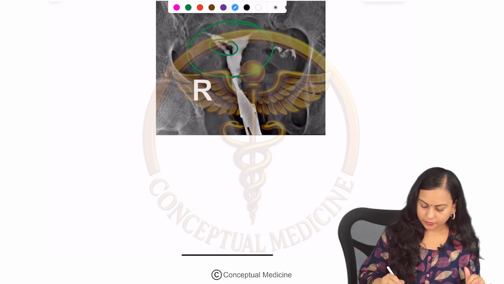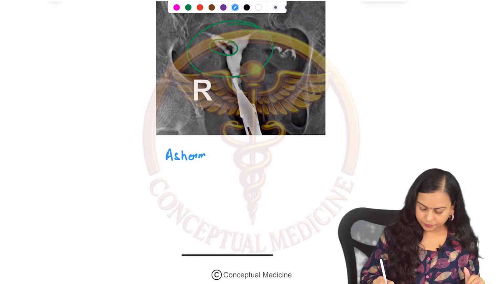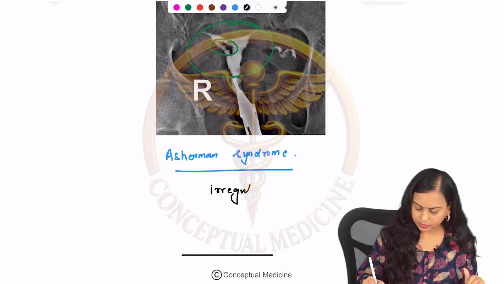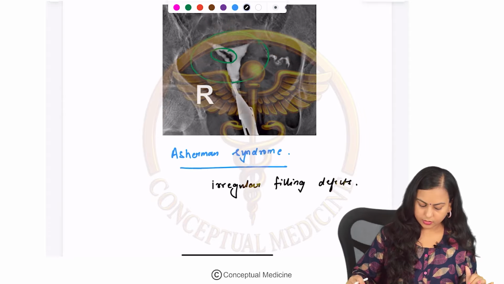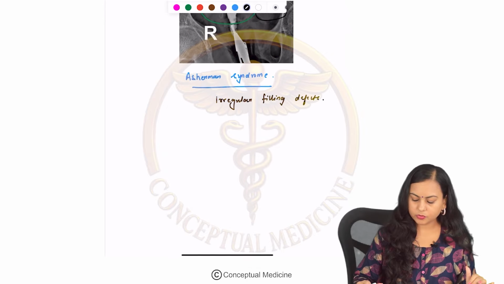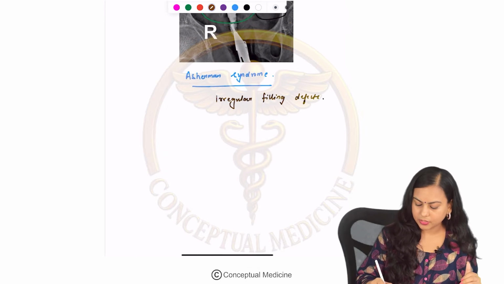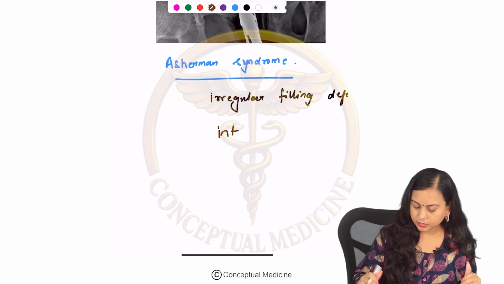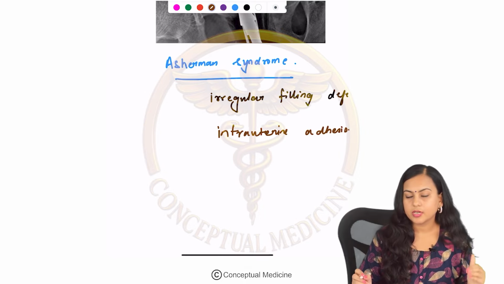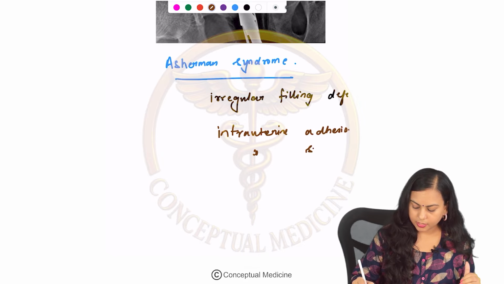So where you have many irregular filling defects. Okay, irregular filling defects are there. Right. There is some spillage seen in the left tube. Okay, so why is this happening? These are due to intrauterine adhesions, or intrauterine synechiae.